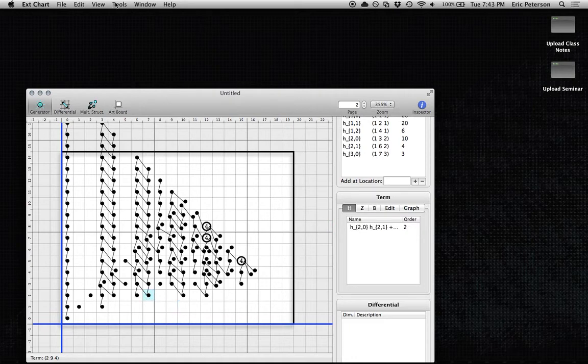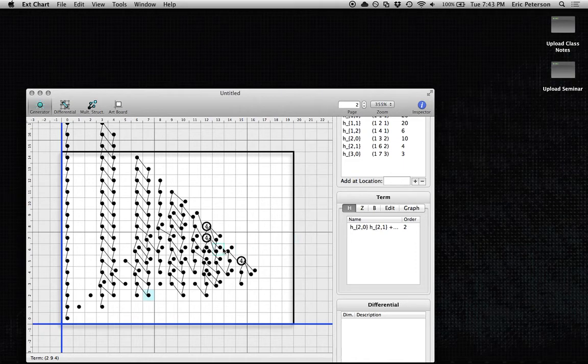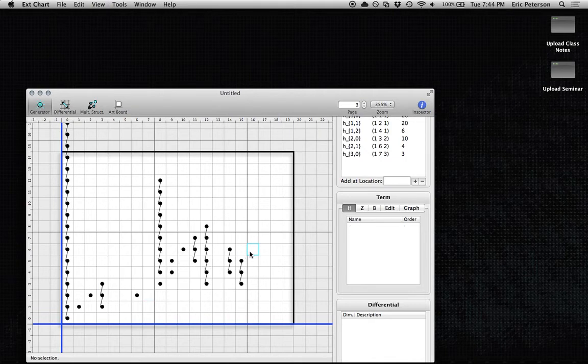Well, now that Ext Chart knows about this differential, we should remind it to propagate it through the spectral sequence using the Leibniz rule. So you can see that one or two new differentials appeared up here. And when we turn the page, we see something much more reasonable.